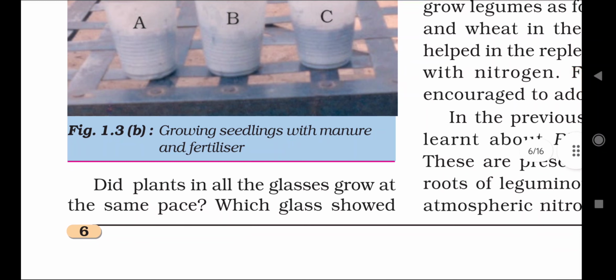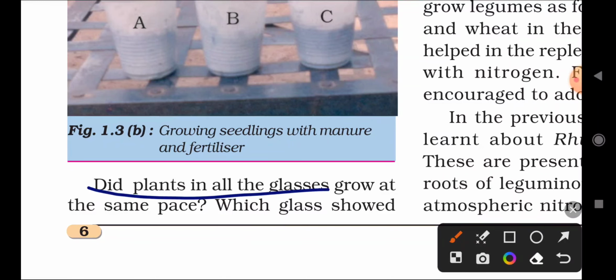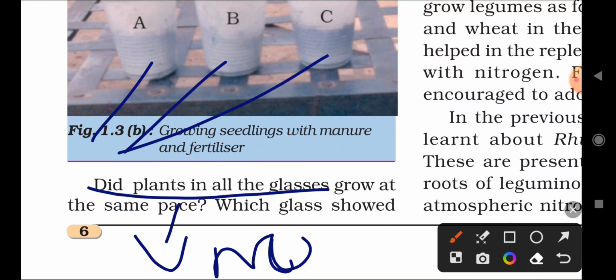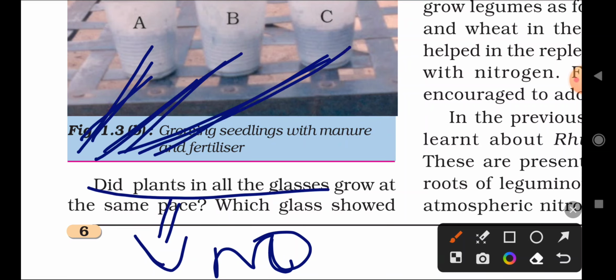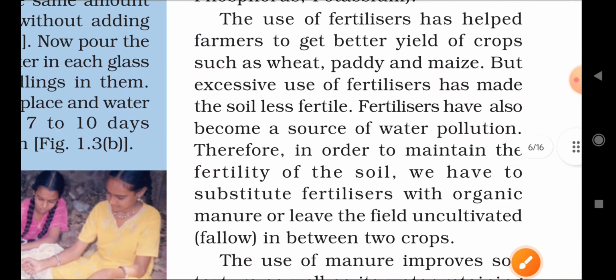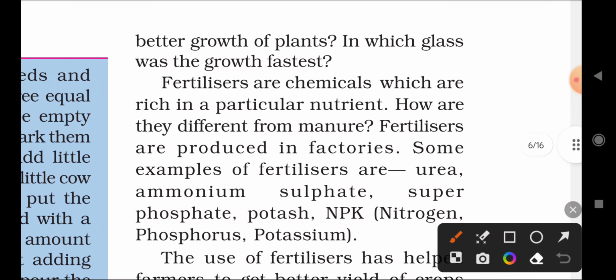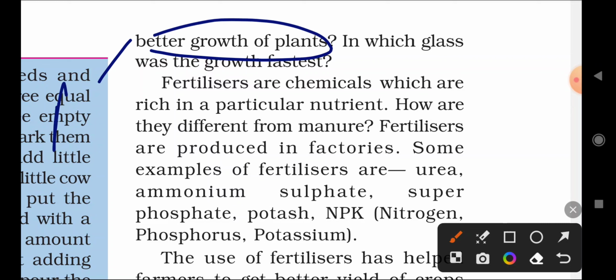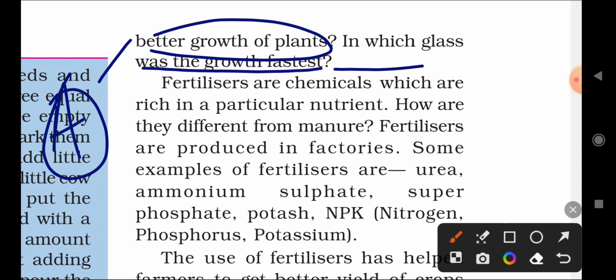Did all plants in all the glasses grow at the same pace? The answer is no. A, B and C do not grow in the same way. All grow at a different rate of germination. The seed will germinate differently in A, B and C. Which glass showed better growth? That is A, because we added cow dung, which is organic matter. In which glass was the growth fastest? That is B, because it contains the fertilizer urea.